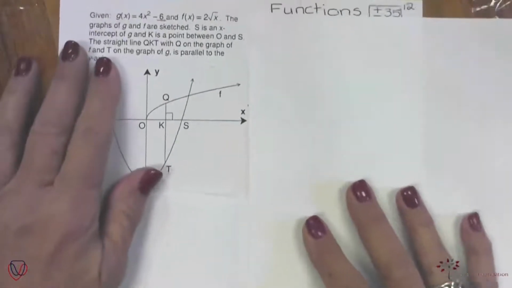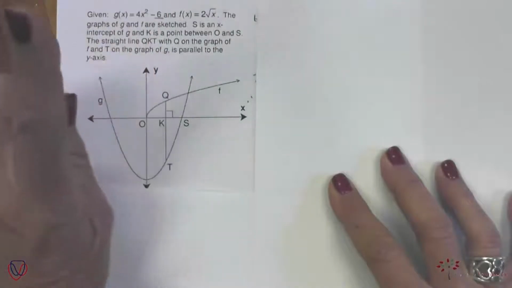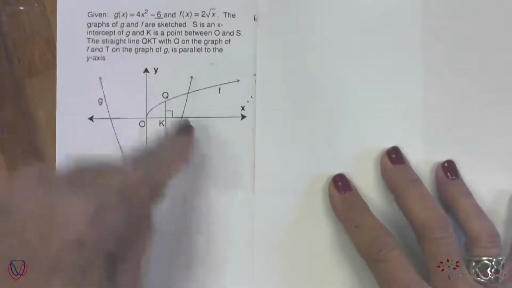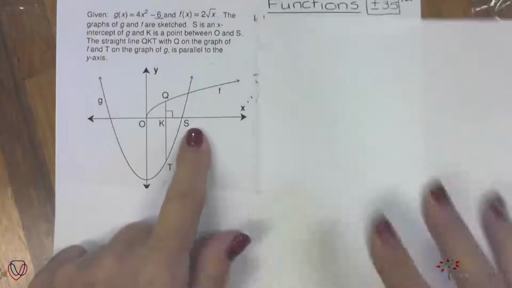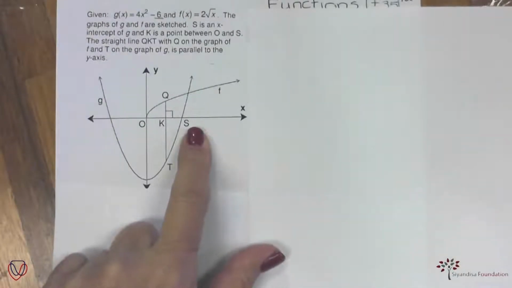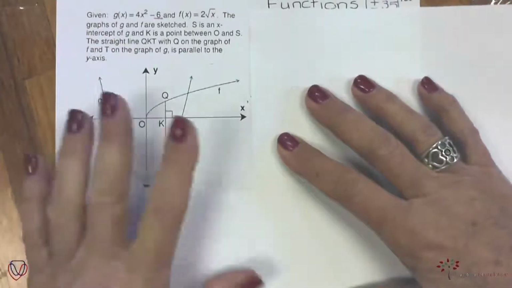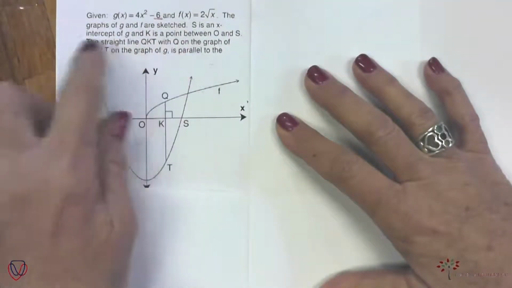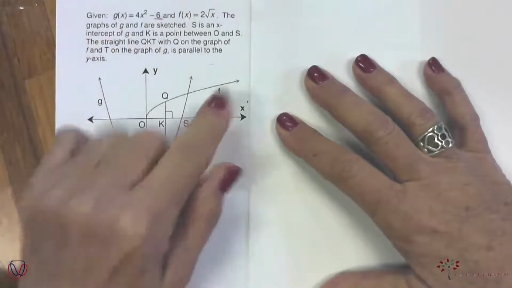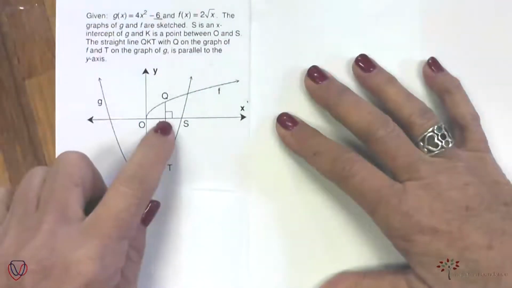There it is. Right, people, let's see. In this sketch, they said the graphs of g and f are sketched. S is an x-intercept, there it is, of g. Now, there's your g, okay? You read your questions as well as possible. Look at what they've given. Write in something if you want to write in something. It's always good to have things on your sketch that you can use, okay? S is an x-intercept of g, and K is a point between O and S.